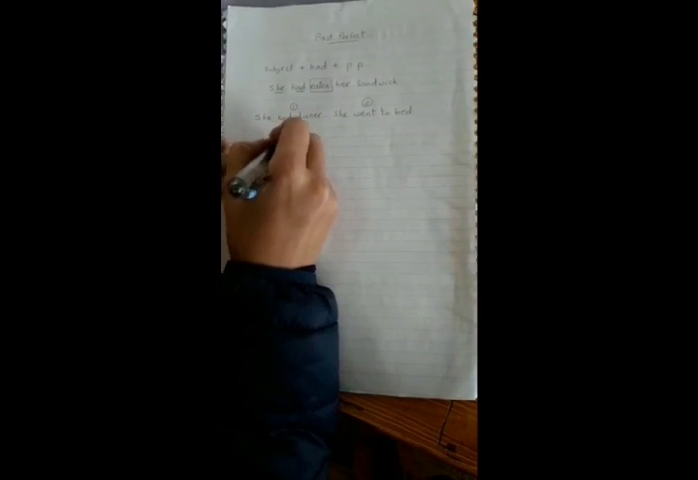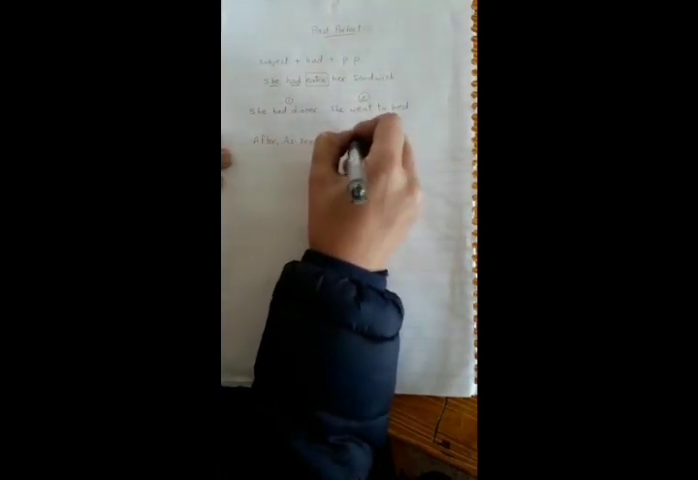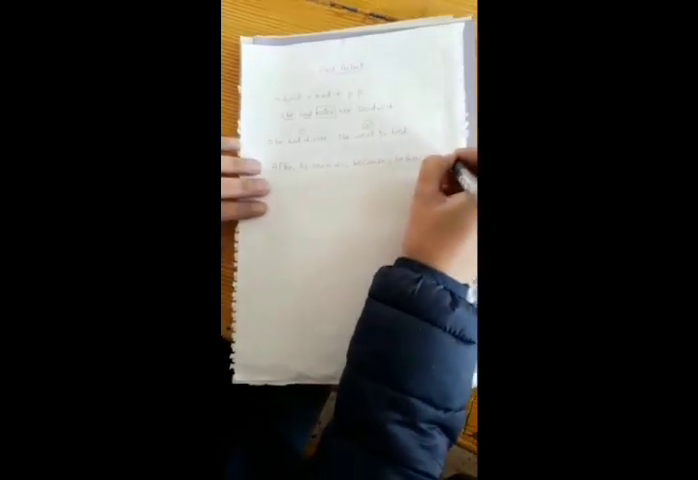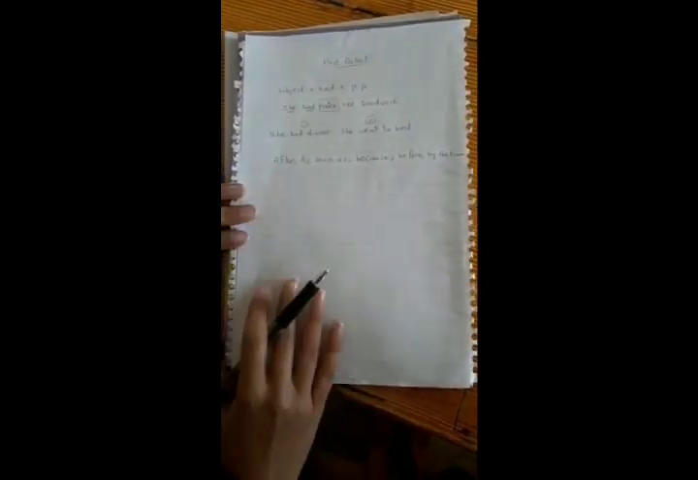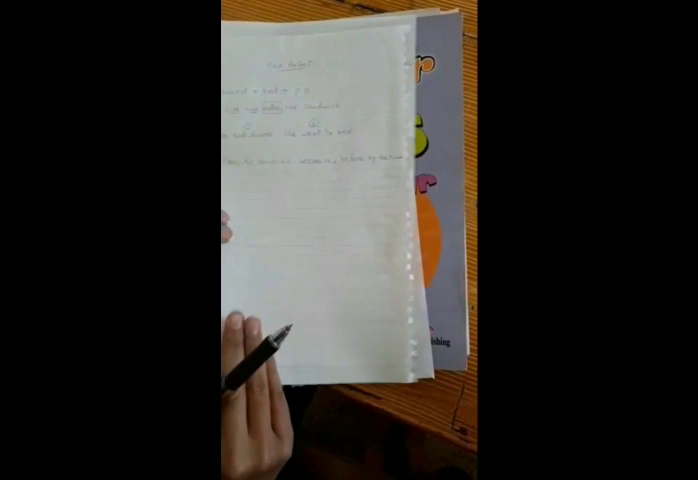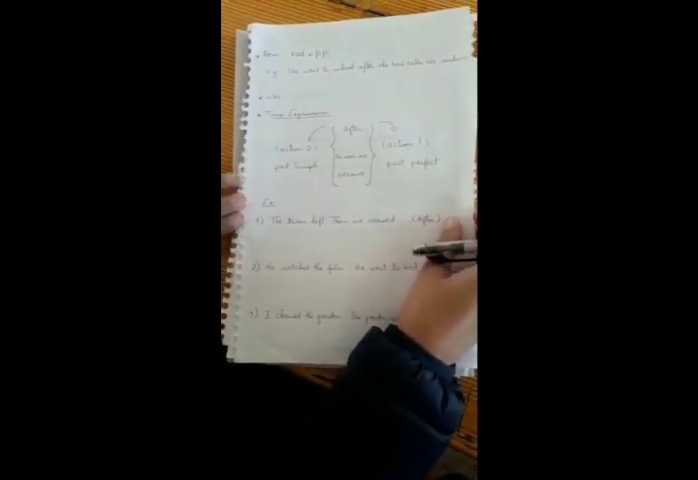Now, let's speak about the keywords of this tense. The keywords are after, as soon as, because, before, by the time. These are the keywords for this tense, okay? But we are going to divide them into two groups. We said that in the sentence you will have two actions.